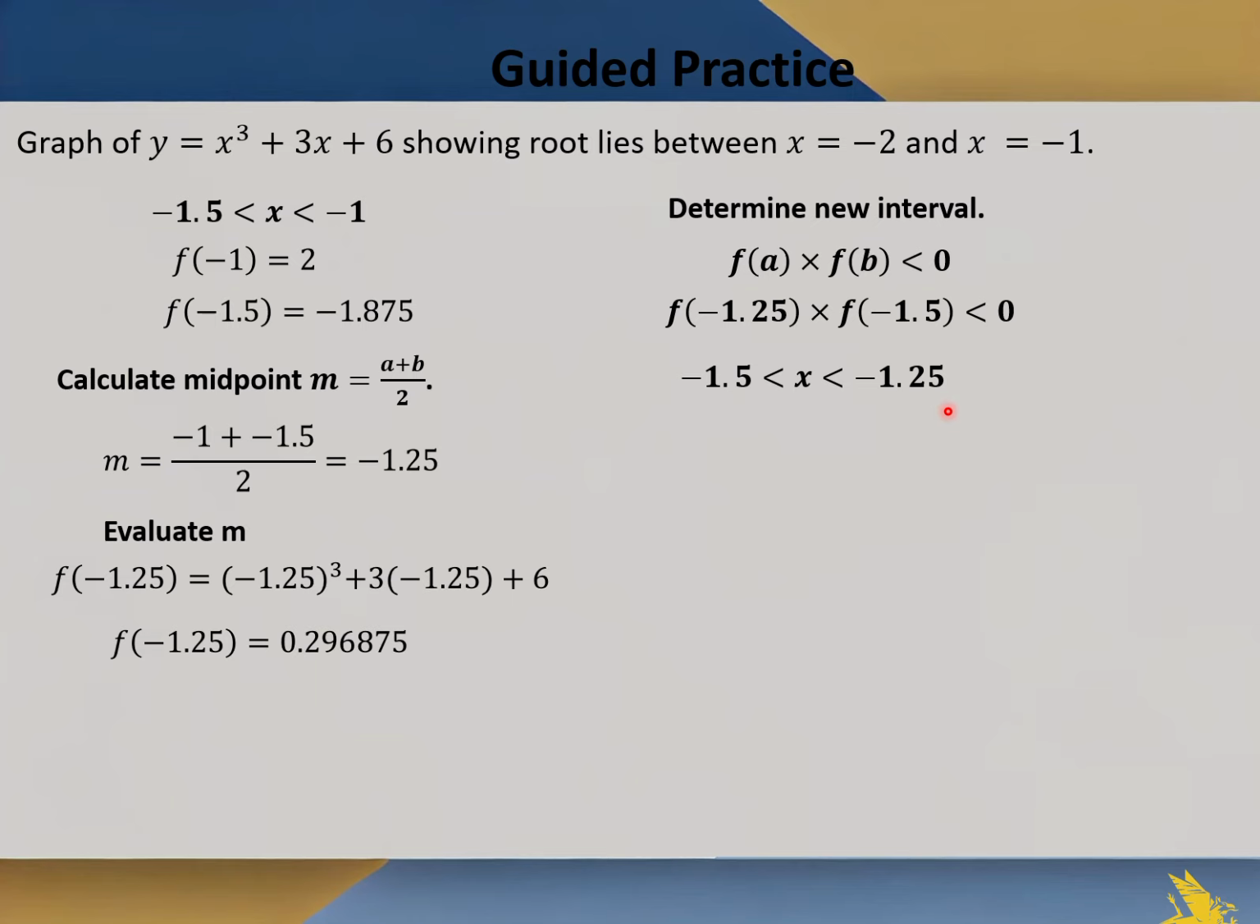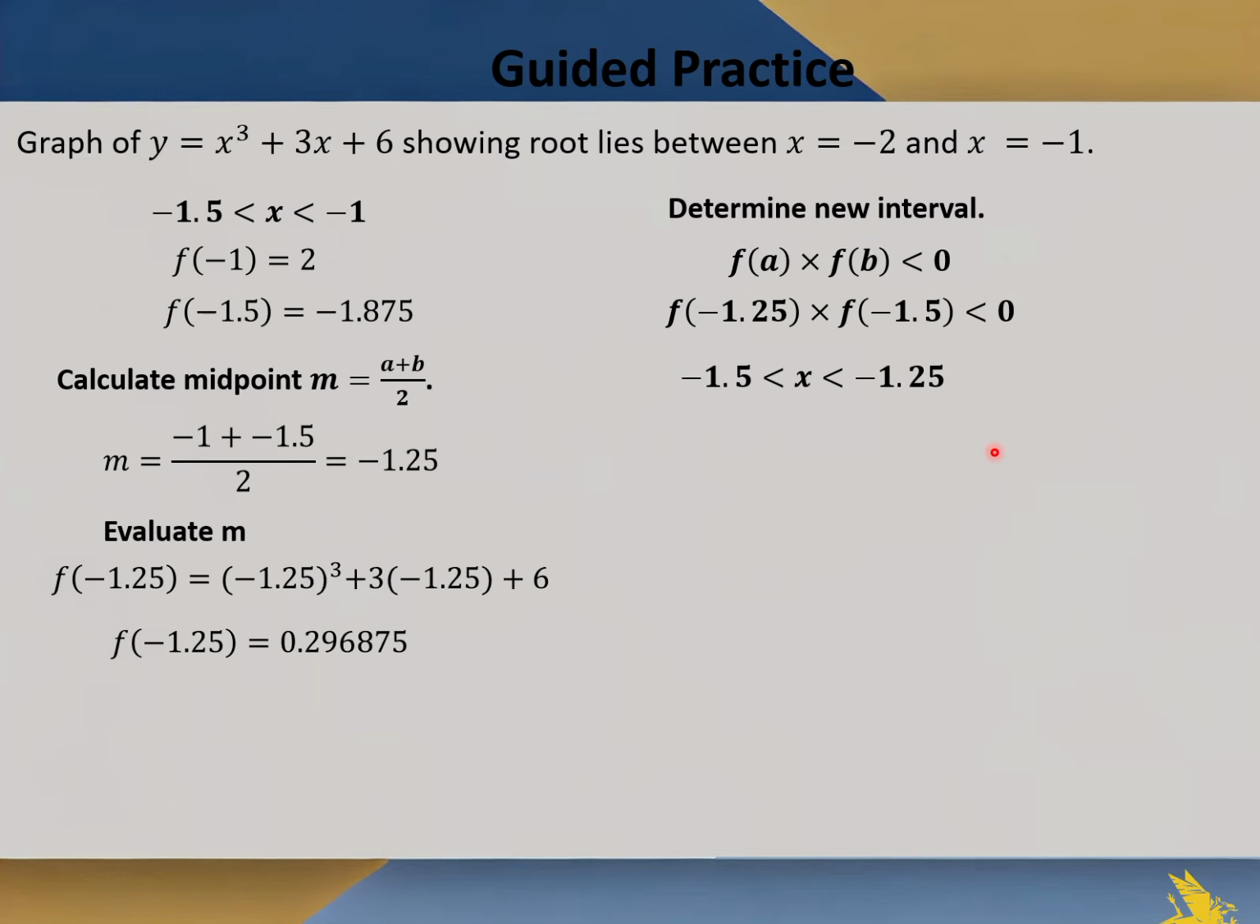Same thing, from this, we can go that next step and go, what is it closest to? So negative 1.5 gives us negative 1.875. That negative 1.25 gives us 0.29. So 0.29 is closer to 0, which means our x-intercept will be closer to negative 1.25.